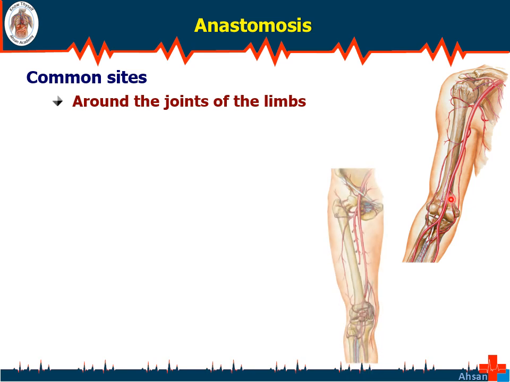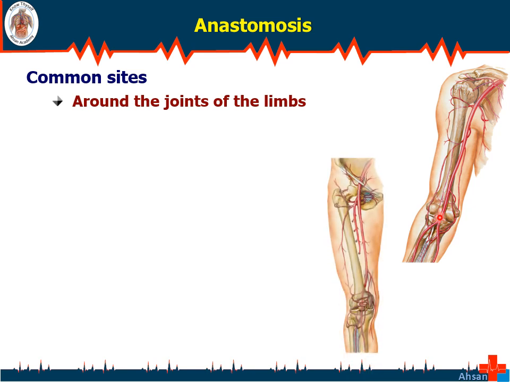Anastomosis is commonly observed around the joint. Why? You see, this large artery remains in the flexor part of the joint. So whenever we bend the joint acutely and maintain it for some time, there will be a reduction in the blood flow because of the kinking of this artery at this point.